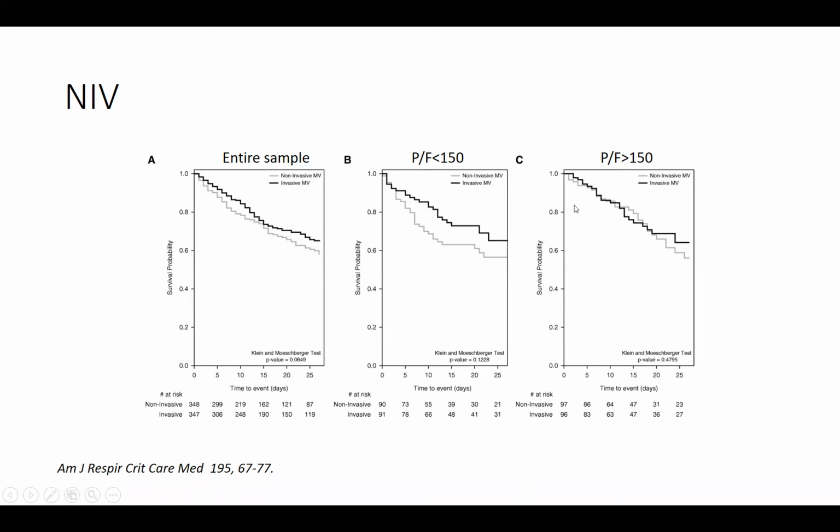And if you look at people with less severe disease, there was no difference. Overall, the entire sample had no statistically significant difference, but the trend was towards worse outcome with non-invasive ventilation. So generally speaking, if you're dealing with ARDS, you're better off intubating them early on.